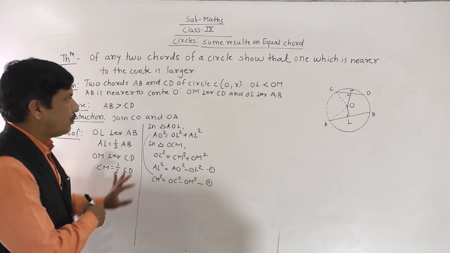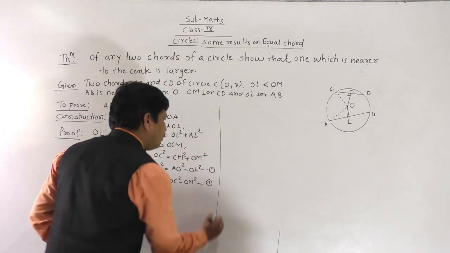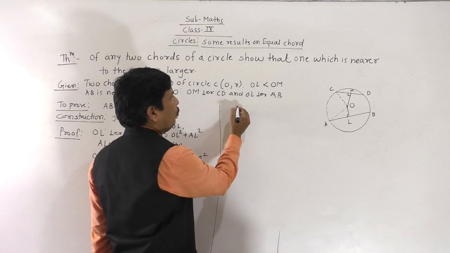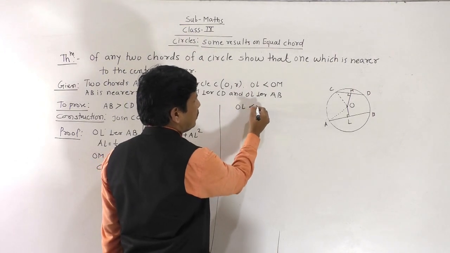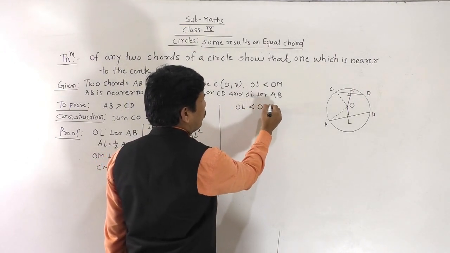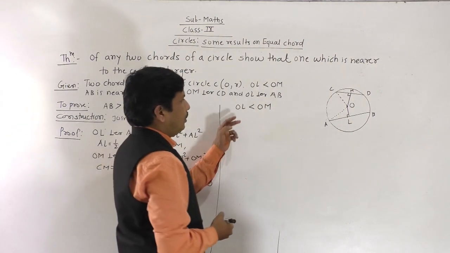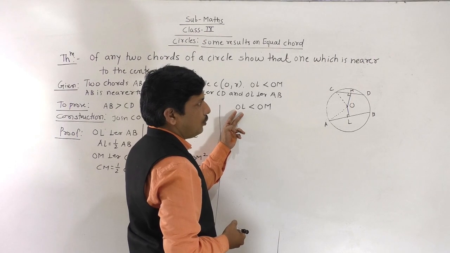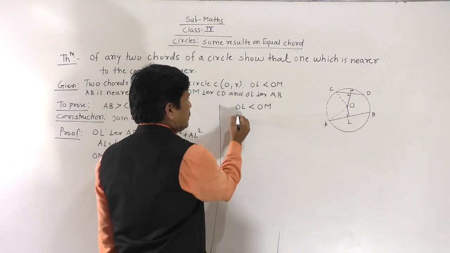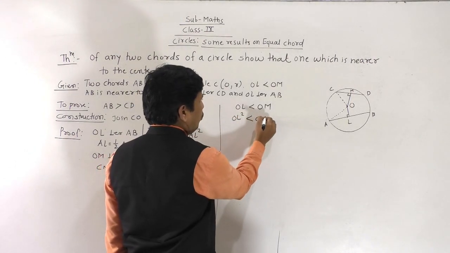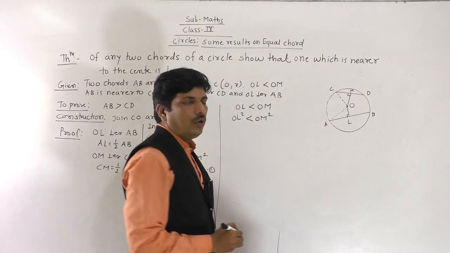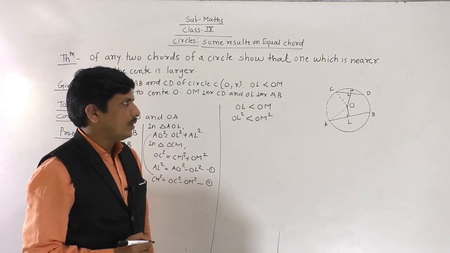Now after this, what is given? OL is shorter than OM. That is given. So if OL is shorter than OM, then we can say OL square is shorter than OM square.